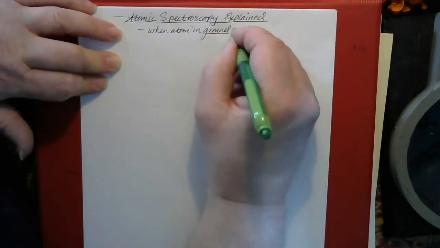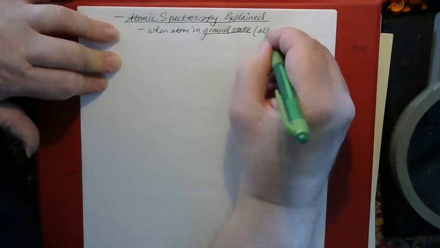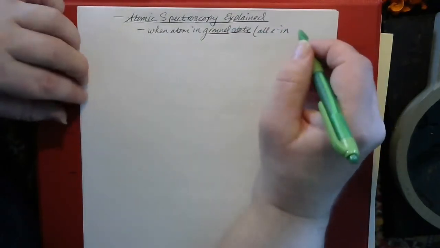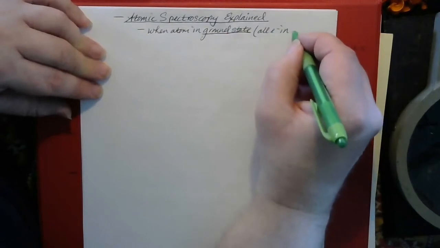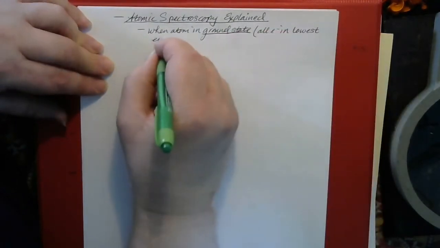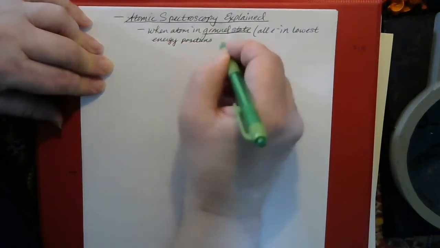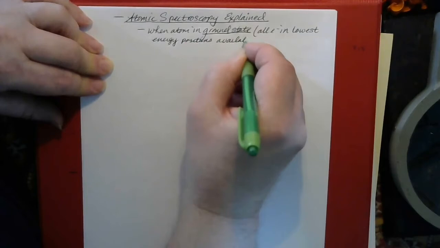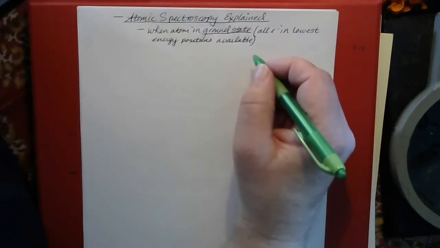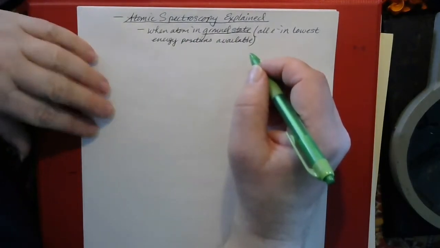So when an atom is in the ground state, and the ground state is the way you normally find atoms, all it means is that all electrons are in the lowest energy positions available. Any vacancies would occur in the highest energy positions in the atom, not the lowest.